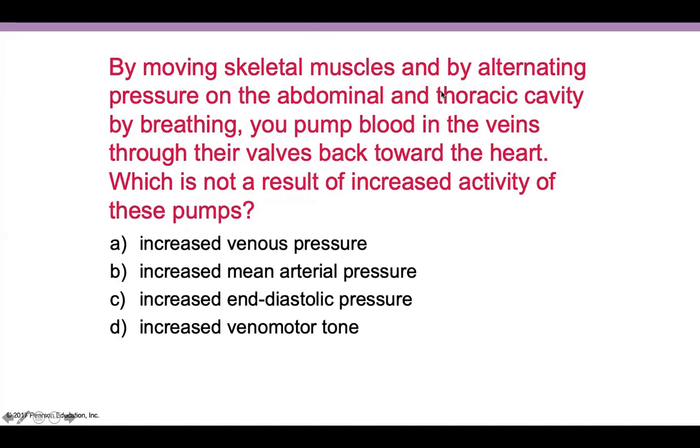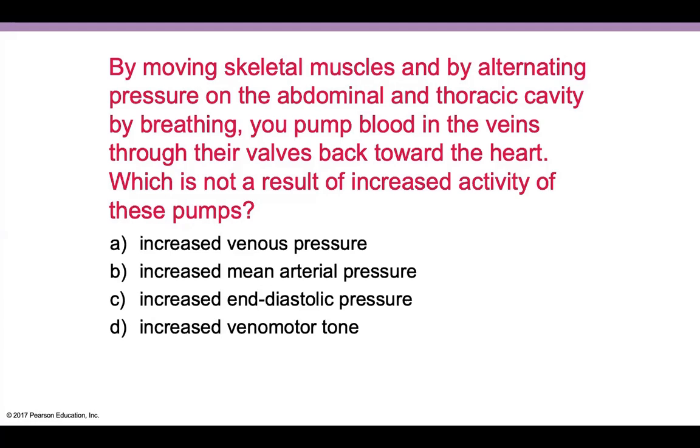All right, let's see. So a lot of response for D, by moving skeletal muscles and by alternating pressure in the abdominal and thoracic cavity by breathing. So that is the skeletal pump and the respiratory pump. You pump blood in the veins through their valves back towards the heart, which is not a result of increased activity of these pumps. So they're identifying the skeletal muscle pump, which happens with the distal skeletal muscles, and the respiratory pump, which happens with the alternating shape of the diaphragm with respiration. So they're asking which of this listed below is not a result of those two pumps.